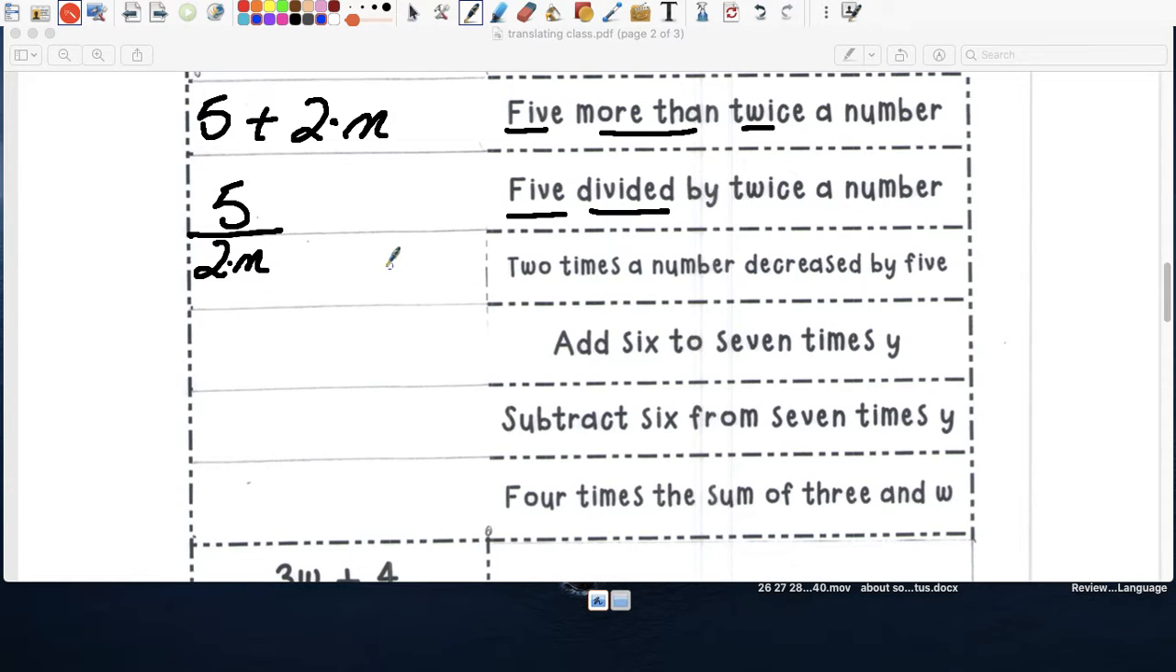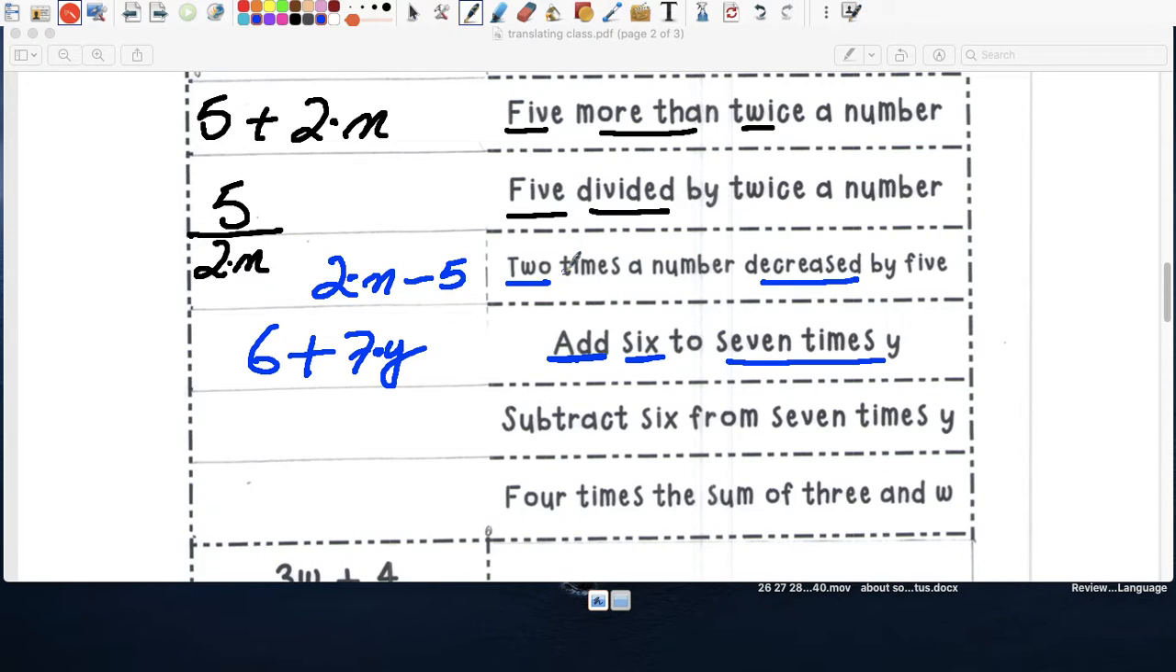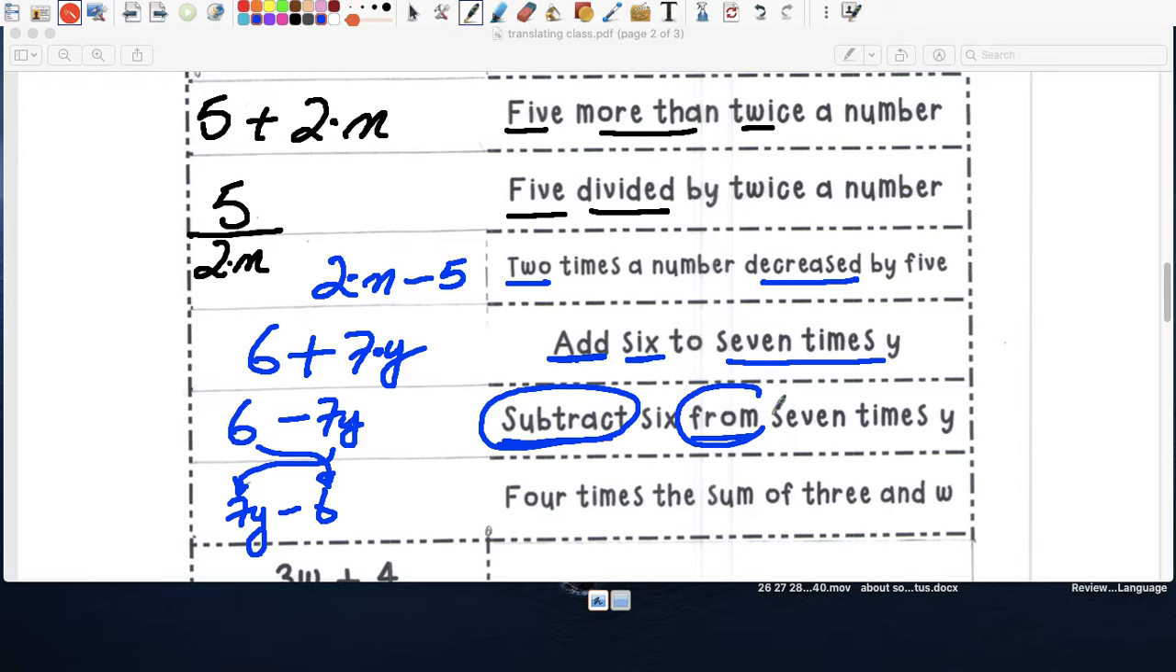Next one over here, I'm going to put 2 times a number, n, decreased by 5. Add 6, so add is addition. Who are we adding, right? Add 6. The other one is 7 times y. Subtract 6 from, so subtract from is a turnaround word. So actually we're going to subtract 6 minus 7 times y, and then we're going to switch it, right? Change 7y minus 6, because this is going to be backwards because it's subtract from.